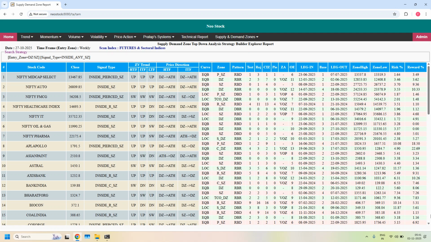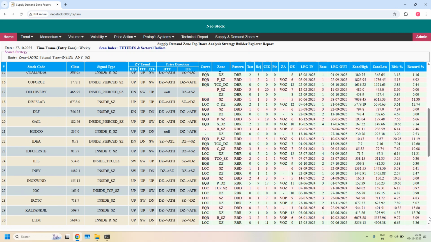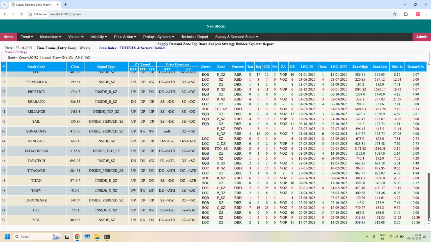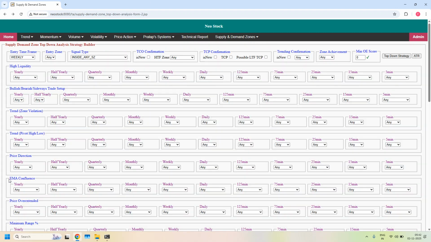First 15 stocks in the list. Scrolling the list down. Total 52 stocks are filtered. We can further filter this list based on weekly supply zone having weekly EMA Confluence.